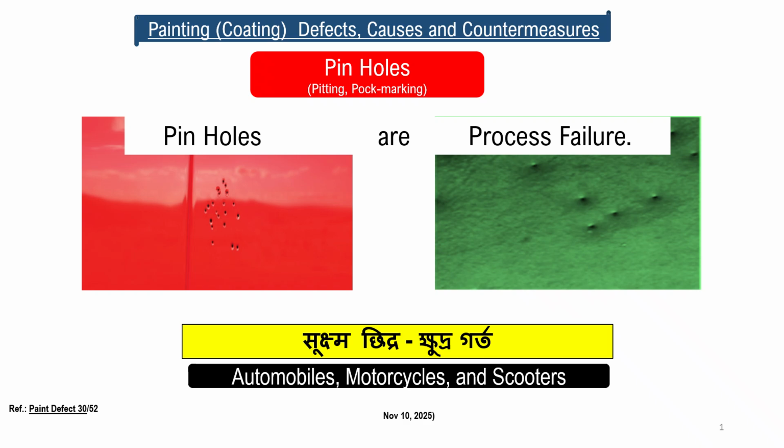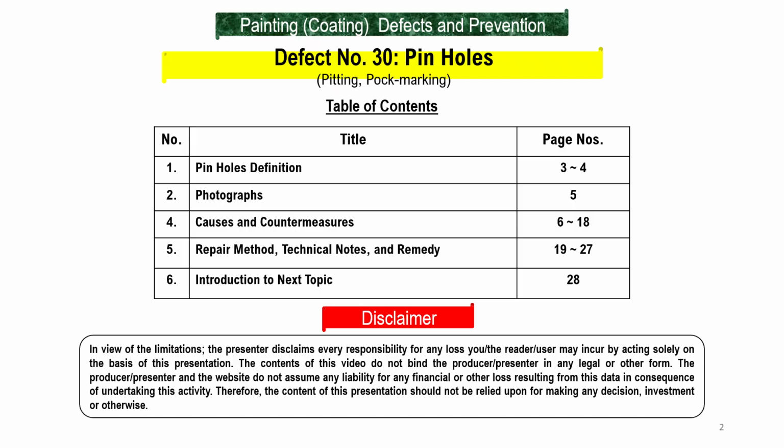Welcome to our channel. Today, our subject of discussion is another important paint defect, that is, pinholes, in the painting of automobiles, motorcycles, and scooters. We shall be discussing the pinholes definition, its photograph, causes and countermeasures, the repair method along with technical notes and remedy, and finally, introduction to the next topic.